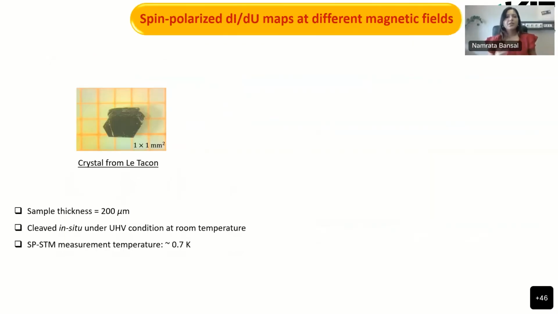Now I will discuss the experimental part. In this work, we have used a bulk crystal of FGT, which was around 200 micrometers thick. It was cleaved in situ under ultra high vacuum conditions at room temperature. Thereafter, after cleaving, it was directly transferred to the STM, and the temperature of the STM was 0.7 Kelvin.